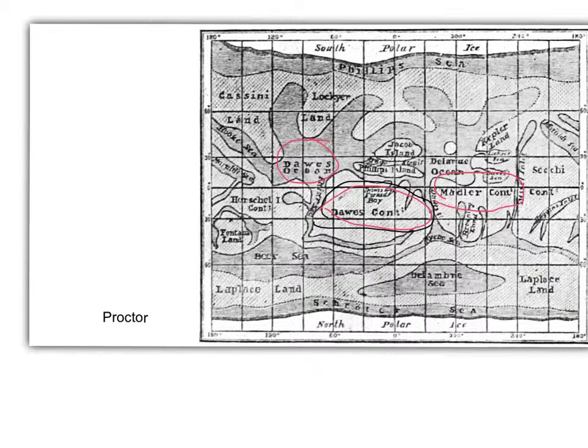And again, we've got the South Polar ice cap at the north, at the top of the map, and the North Polar ice cap at the bottom of the map. And what's the reason for that? When you're looking through a telescope, it's going to invert the image.